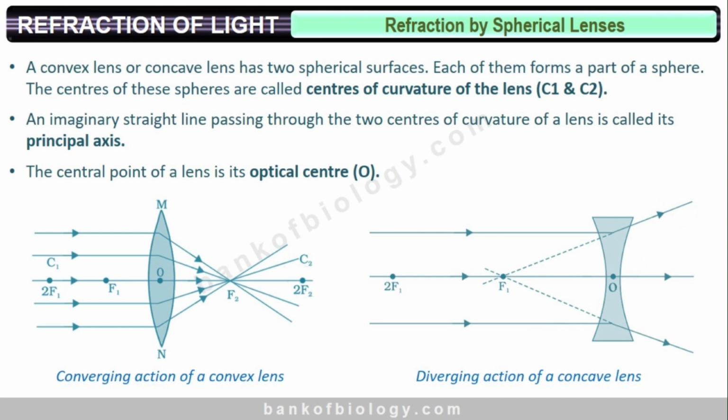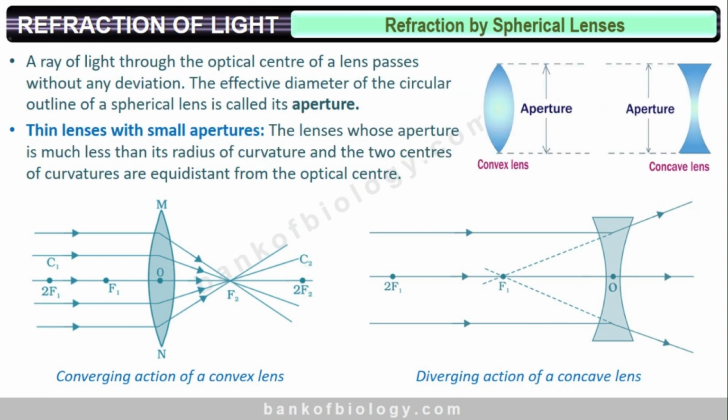A convex lens or concave lens has two spherical surfaces. Each of them forms a part of a sphere. The centers of these spheres are called the centers of curvature of the lens, C1 and C2. An imaginary straight line passing through the centers of curvature of a lens is called its principal axis. The central point of a lens is its optical center, O.